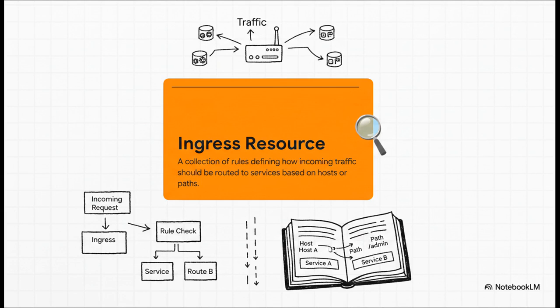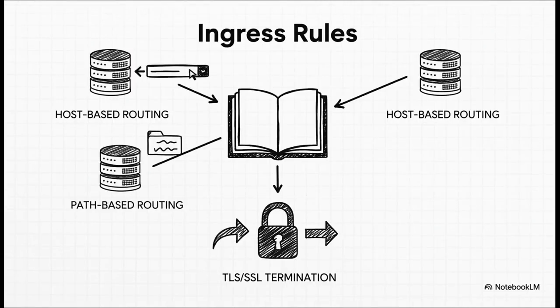You're just writing down the rules. Like, hey, when traffic comes in for this hostname, I want you to send it over to that service. But, and this is super important, the ingress resource itself doesn't actually do anything. It's passive. It's just the plan. And this is where all the power comes from.